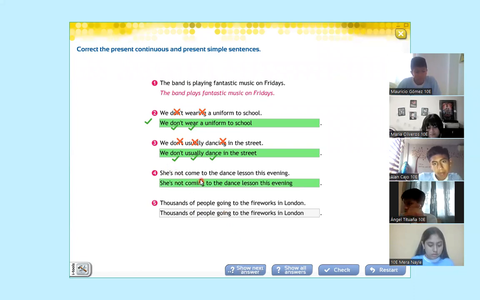She's not coming. Aha, that is the correction. Remember to say she's not, and here says come. If you're using is not, isn't, the verb to be, the verb should include the ing form. She's not coming. Continue with the number 5, miss. To dozens of people going to the fieldwork in London. What is incorrect here?